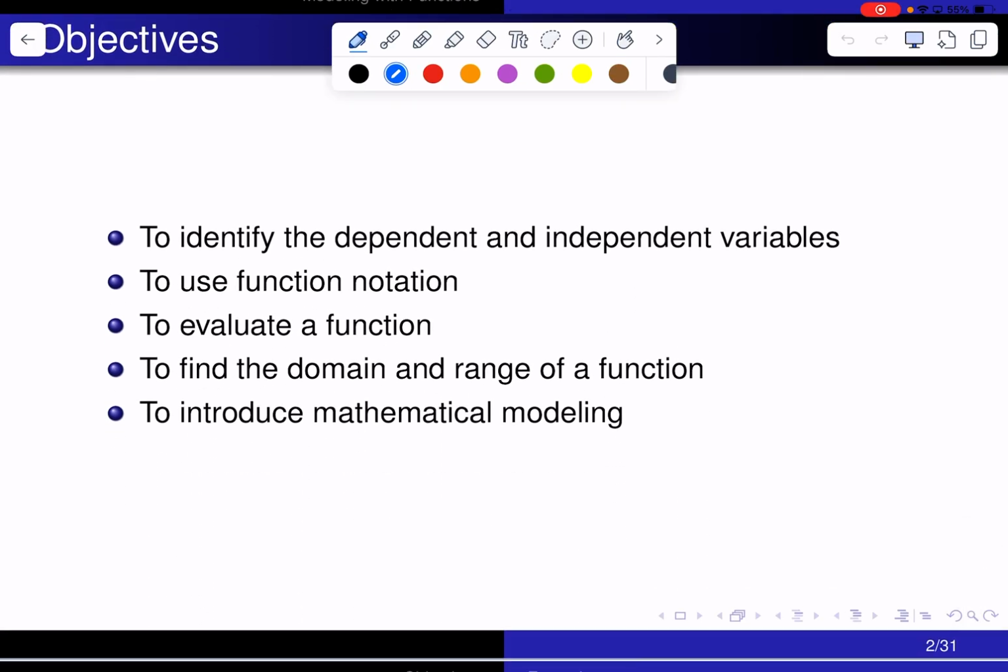All right, the objectives in this unit are to identify dependent and independent variables, use functional notation, evaluate a function, do domain and range, and introduce mathematical modeling. Who's on 1.4 and doing profit, revenue, and cost yet? You are. This is going to take care of that. I'm about to give you one of the most important questions for your test coming up.